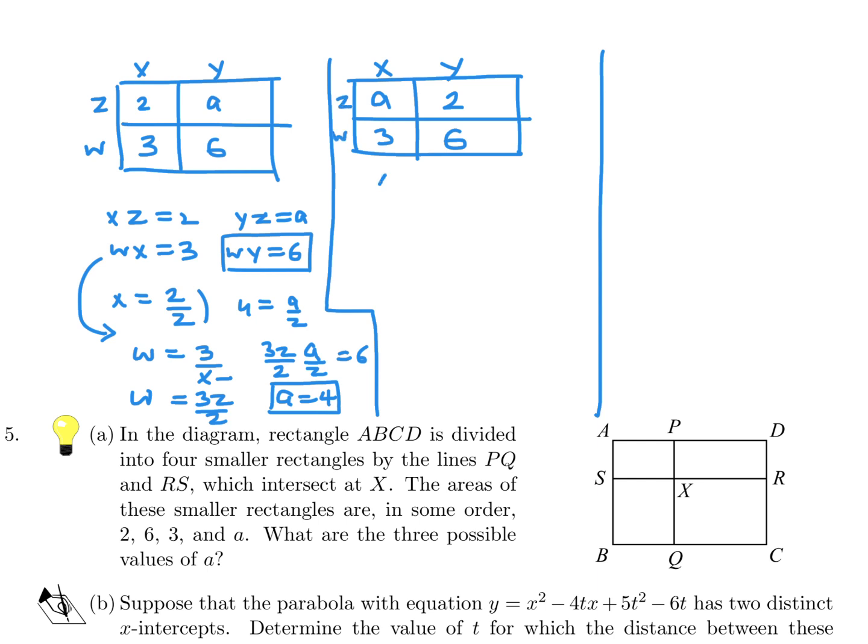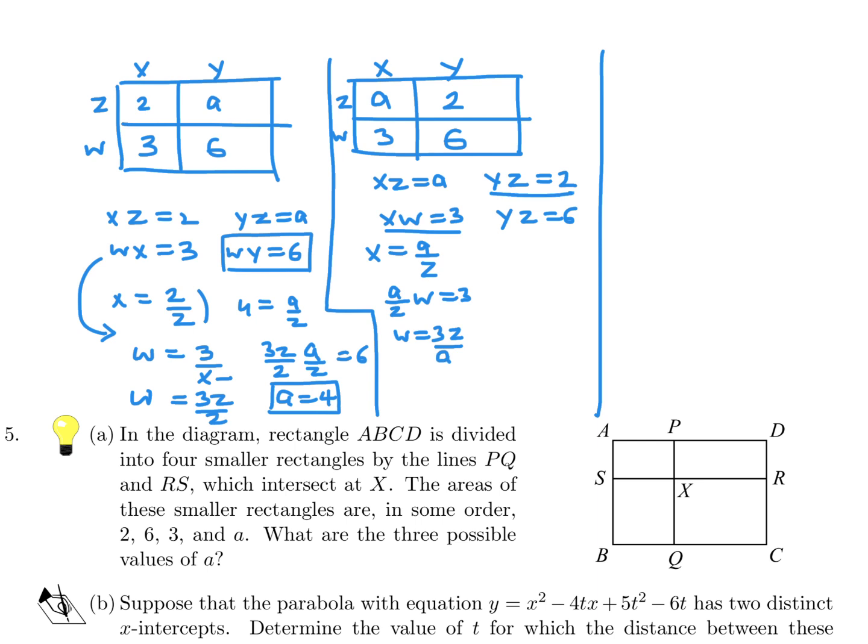Okay, so this time XZ is A, YZ is 2, XW is 3, and YW is 6. So that means X is equal to A over Z, and then if we use XW, X is A over Z times W is 3, so W would be 3Z over A.